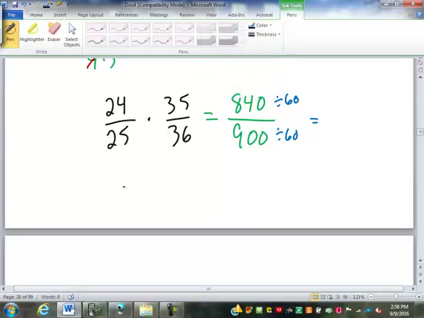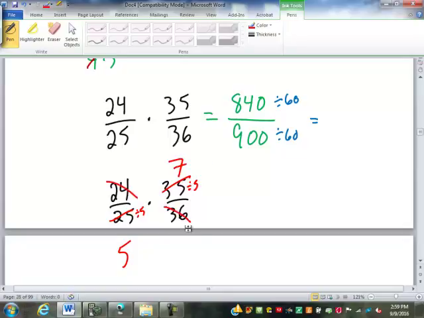Or I could look at that. 24 over 25 times 35 over 36. And I could say, hey, both 25 and 35 can be divided by 5. 25 divided by 5 is 5. 35 divided by 5 is 7. 24 and 36, well, they can both be divided by a lot of things. Just like reducing any other fraction, we could start by doing 2s or 3s. For the sake of speed, both of those can be divided by 12. So I'm going to do that. 24 divided by 12 is 2. 36 divided by 12 is 3.